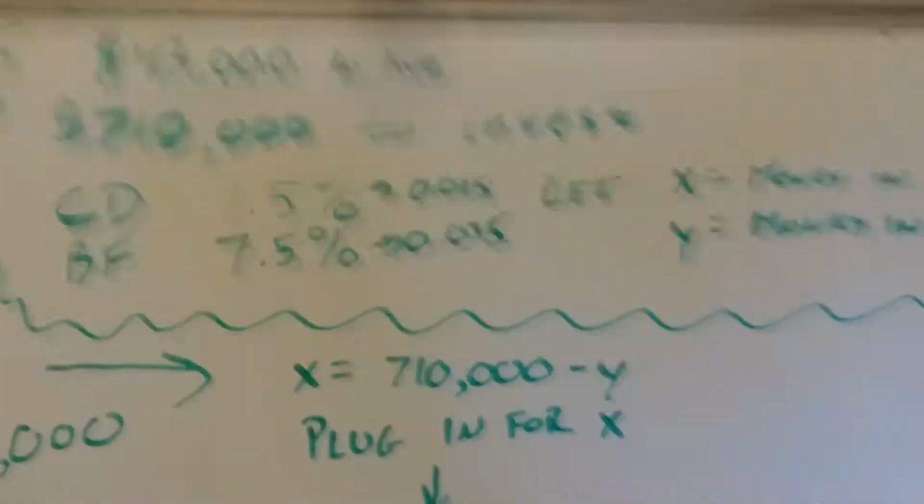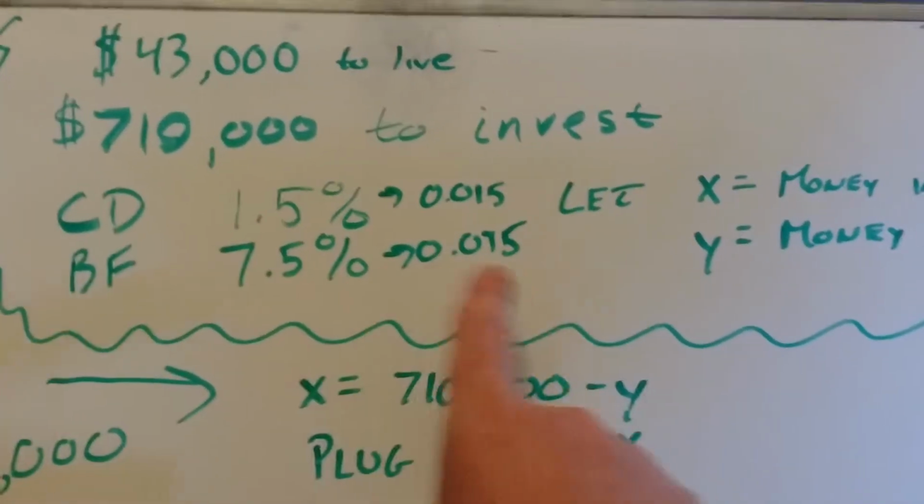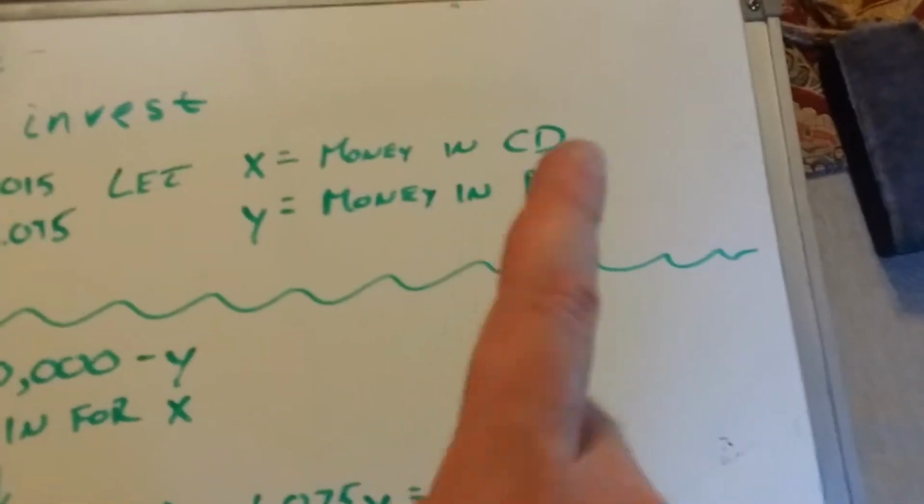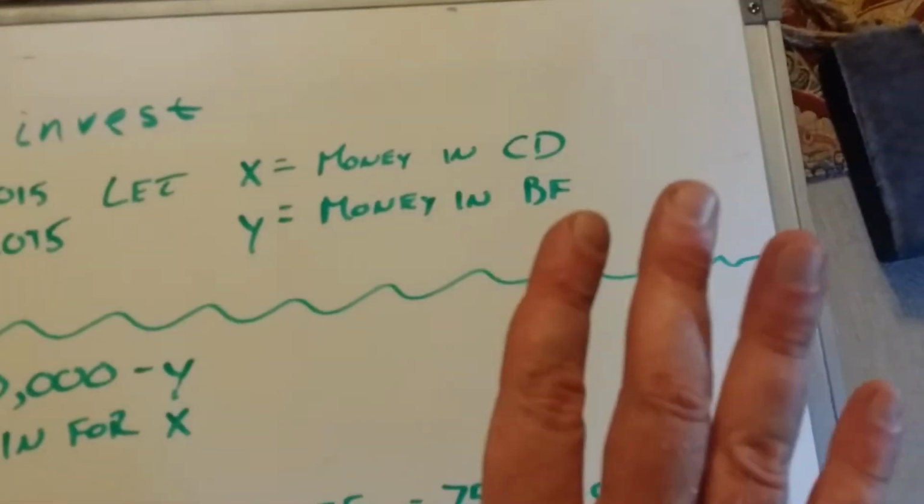Okay. Number one, before you even start, those have to be decimals. You don't work with percents, right? We only work with decimals, right? So we're going to say let X equal the money you have in the CD and Y be the money you have in the bond fund. Okay. All right. Your system of equations.